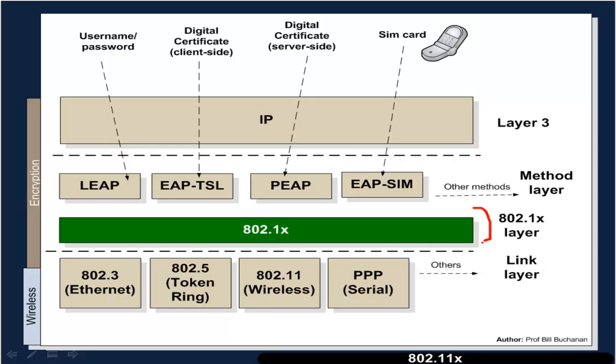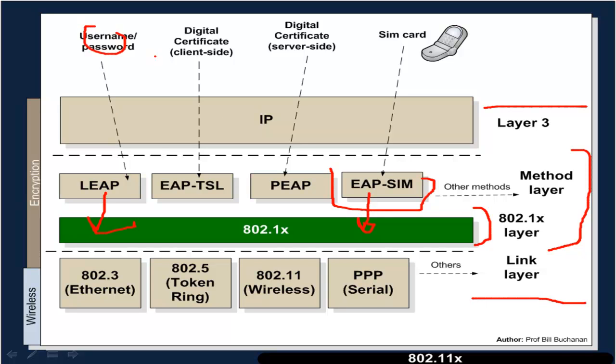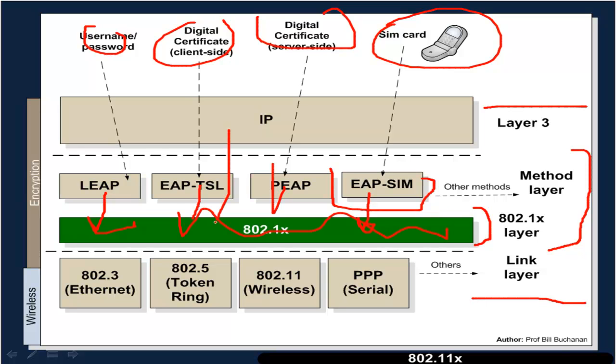Basically, 1x gets in between the network implementation layer and IP, and creates an infrastructure where we can drop in the authentication method that we require for our system. And 1x can take virtually anything from usernames and passwords to client-side certificates to server-side certificates, and then even mobile phones through their SIM card. So 1x is the basic framework which allows this authentication to happen and to be compatible with a whole range.